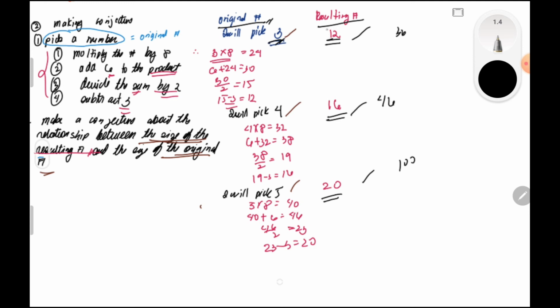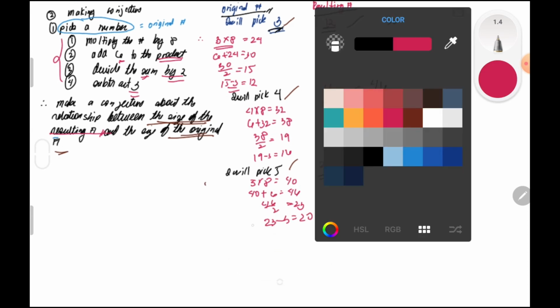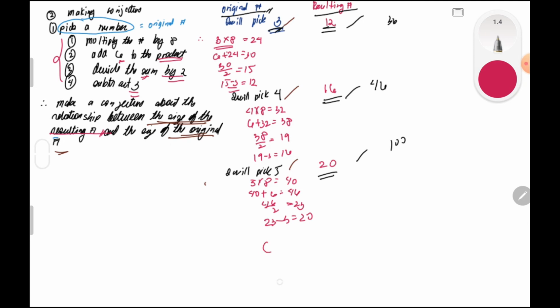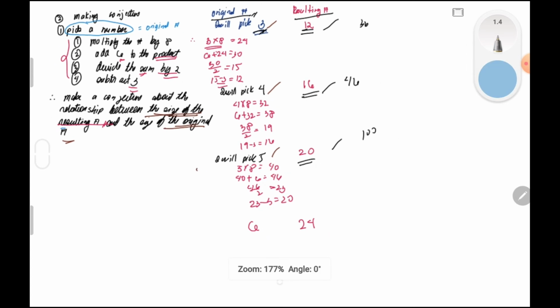Okay? So therefore, if I would pick 6, pwede kong sabihin that my resulting number will be 24. Okay? So if you would make a conjecture, make sure that it would affect the next patterns natin. So, of course, pag magpick ako ng 6, magkakaroon ako ng 24, di ba? Pag magpick ako ng 7, maybe 7 times 4 is 28.